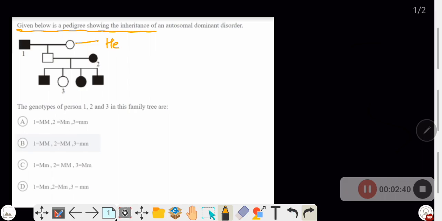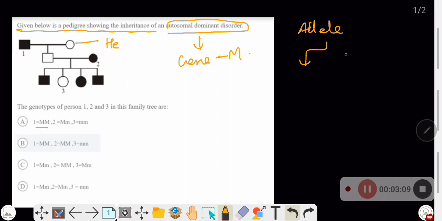Next, we have to look at the gene of this disease. The gene for this disease has been shown as a capital M or a small m. It means that the gene for this autosomal dominant disorder is gene M. For the gene M, 2 alleles are possible, a dominant allele and a recessive allele. The dominant allele will be capital M, the recessive allele will be small m.